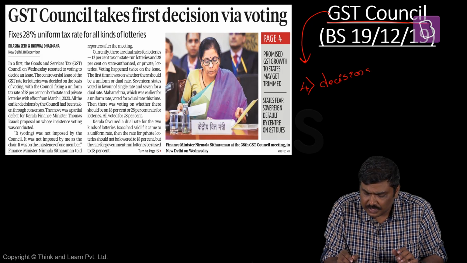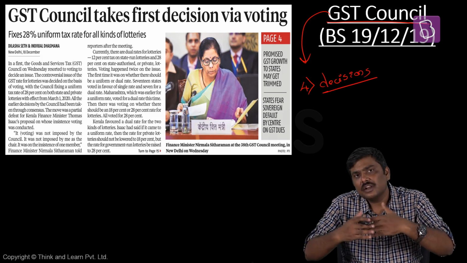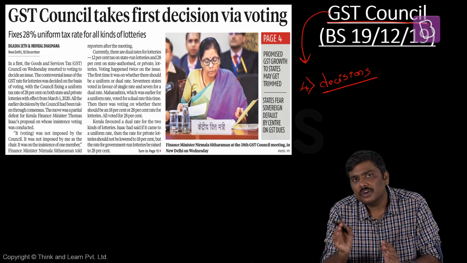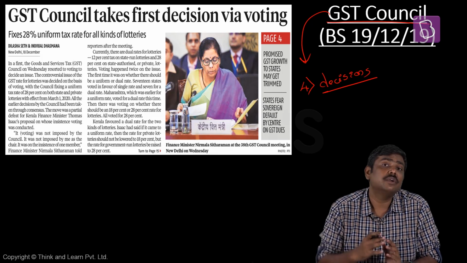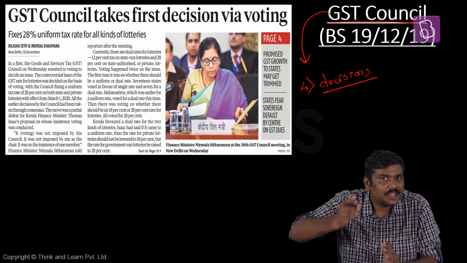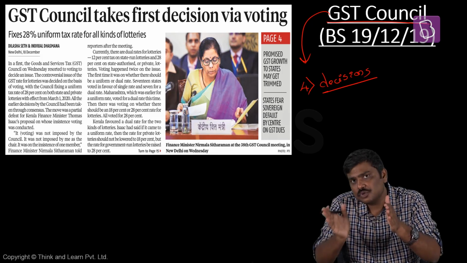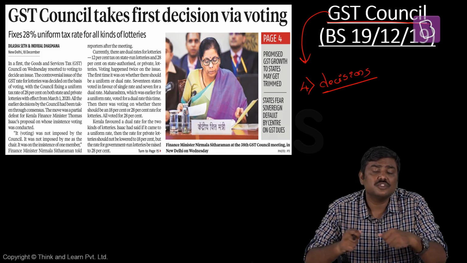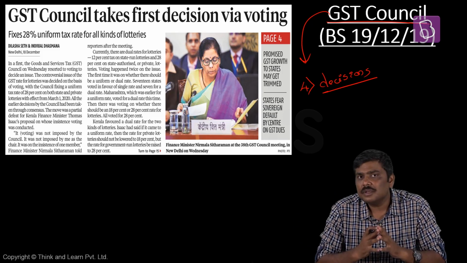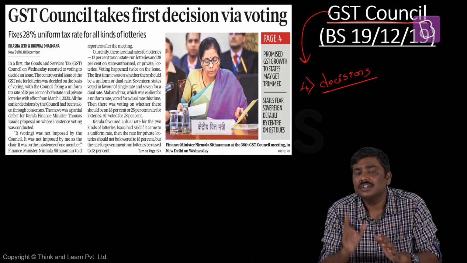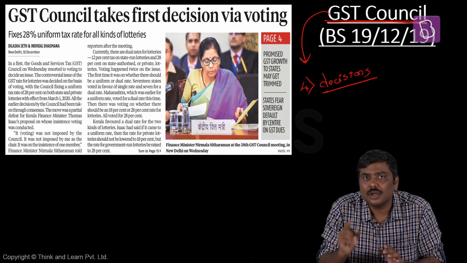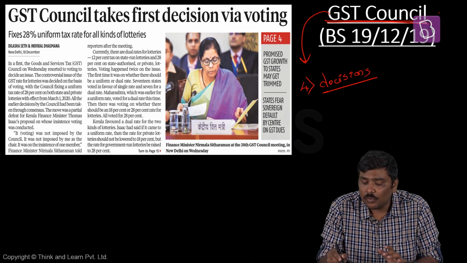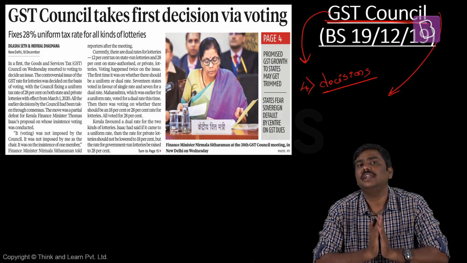What kind of decisions? For example, what kind of goods and services should be brought under the ambit of GST? What kind of goods and services must be left out of the ambit of GST? If they are brought under the ambit of GST, under which slab are they supposed to be kept? If there is a dispute between center and state, how has this dispute to be resolved? So in simple terms, anything to do with the GST shall be taken up by the GST Council itself, and the decision of the GST Council will decide what will be the structure of GST in the case of India.